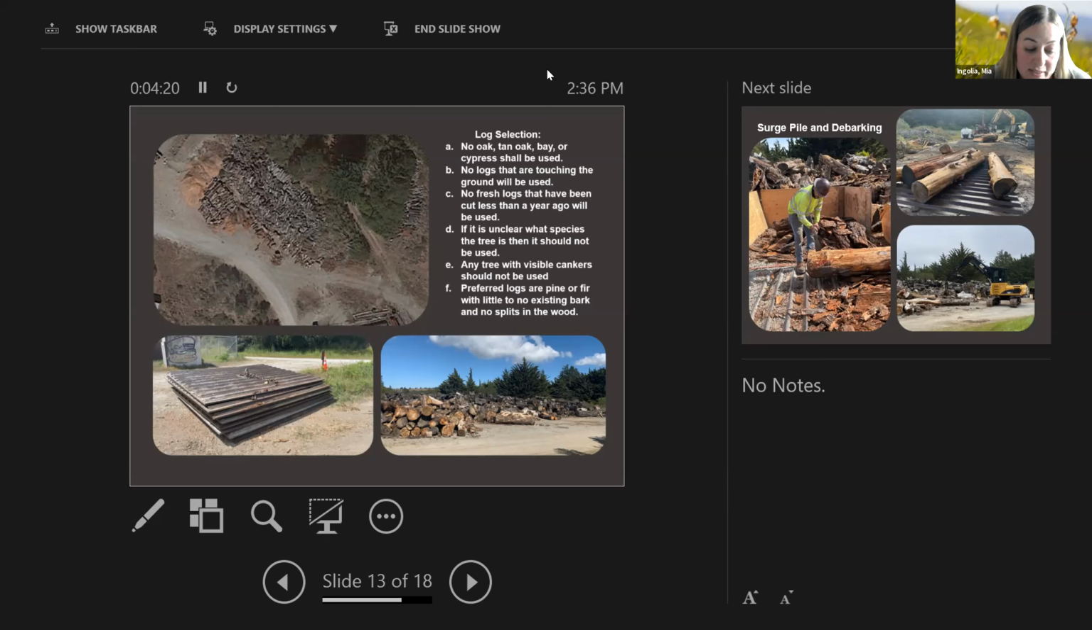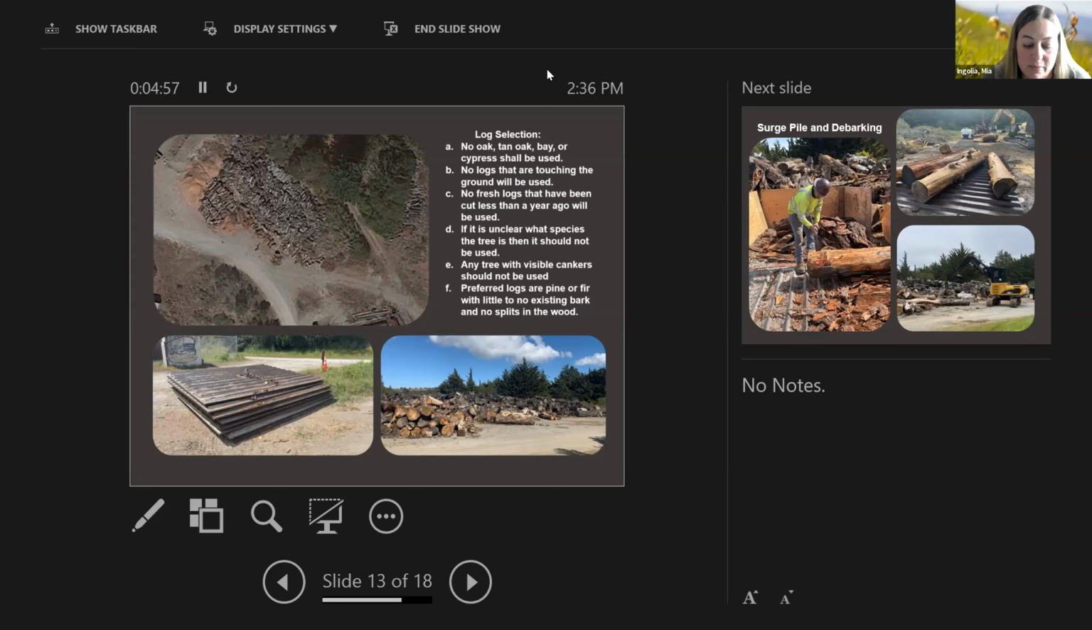For log selection, we did not use any oaks, tan oaks, and bay because of pathogen risk. And we didn't use any cypress because they have a lot of nooks and crannies that could be full of dirt, and so they're very hard to clean. No logs that were touching the ground were used because they probably had more soil on them, and they could have also had special status wildlife species under them. So we just wanted to let them sit on the ground. No fresh logs that had been cut less than a year ago were used, since they might still have active inoculum in them, and any tree with visible cankers was also rejected for use.